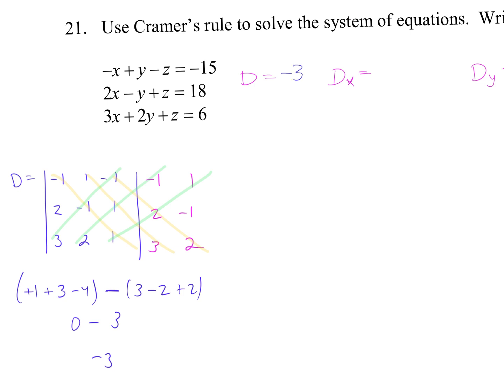If that were to be 0, what would your answer for this whole thing be? No solution. Can't happen, because you're going to divide everything by that. So it'd just be 0. If it's 0, it's no solution.